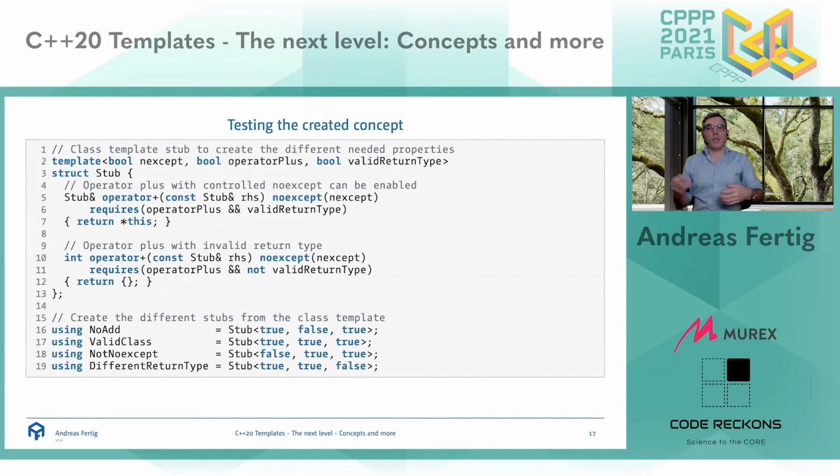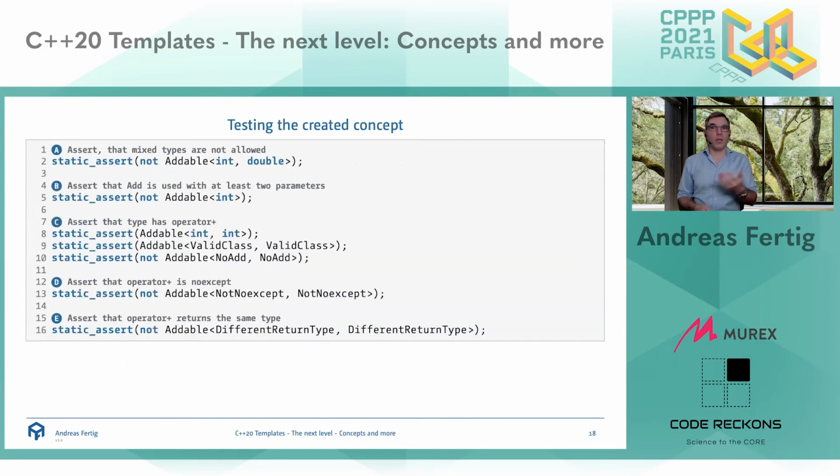And for easy later use, because I cannot really remember whether stub true is a valid class or not, I'm creating in line number 16 to 19 a couple of nice aliases, talking to me, like no add, valid class, noexcept, and different return type. And the good news now is we have all together we need to test our concept.